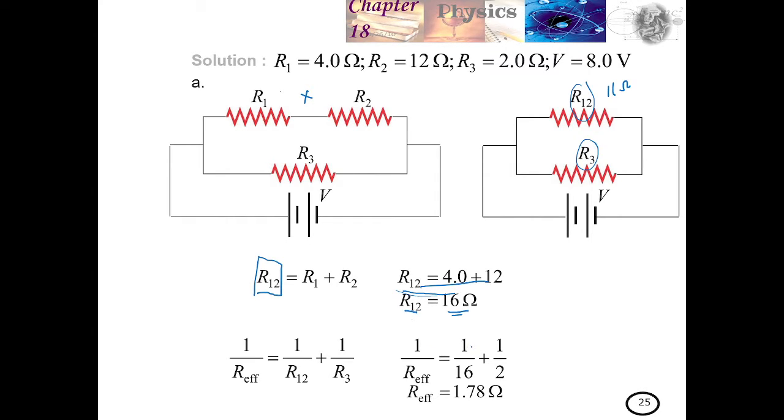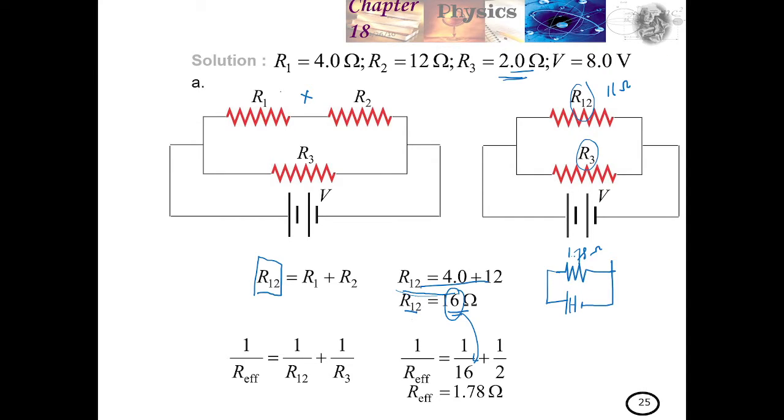Okay, so for R effective, it is between R12 and R3. 1 over R effective equals 1 over 16 plus 1 over 2. So this is 1 over 16, and you put 1 over 2 over here because R3 equals 2 ohm. So we flip, then you have R effective is 1.78 ohm. It is the same as if you put one single resistor of 1.78 ohm in place of those three resistors.